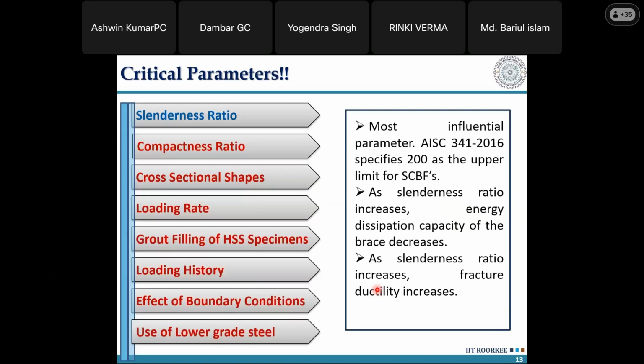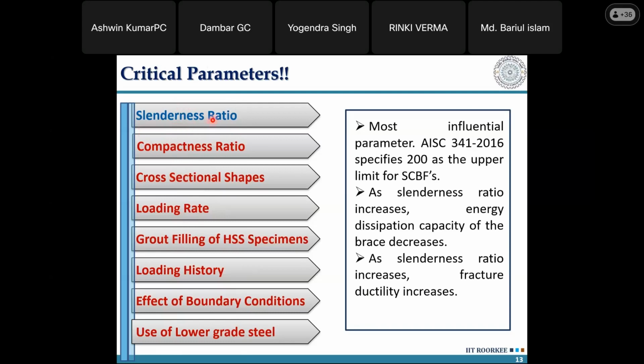So the critical parameters that we are talking about for the performance of the CBF system as a whole, with respect to the braces, we are talking about the slenderness ratio of the brace. If you look at these, these are all the critical parameters that affect the performance of the braces, out of which these first three, slenderness ratio, compactness ratio, and cross-sectional shapes, are the most important, the most consequential. The rest are not even having a say in this, but the maximum impact is due to these three.